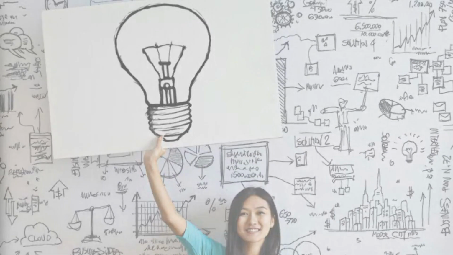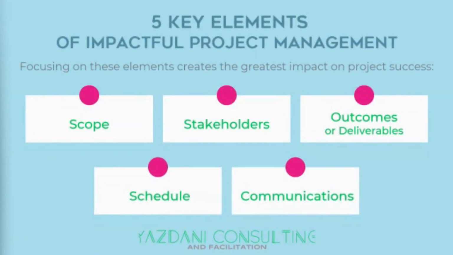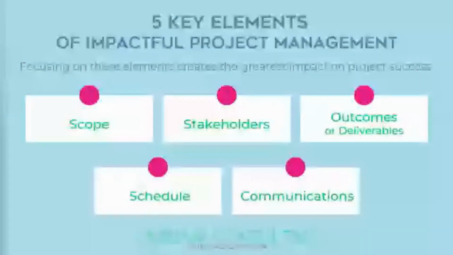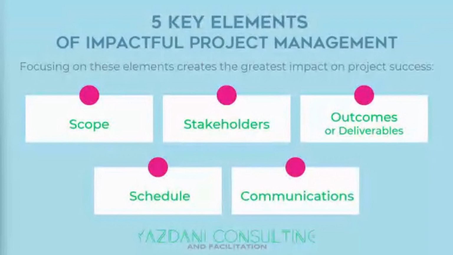And so, if you've been to any of these sessions before, I often talk about these 5 key elements of impactful project management: scope, stakeholders, outcomes or deliverables, schedule, and communication. I believe that a focus on these 5 elements throughout a project can greatly impact your project success, especially for mission-driven organizations. So, nonprofits, associations, libraries, educational institutions, and government organizations. So, let's look at some examples of ways to use AI in each of these areas.